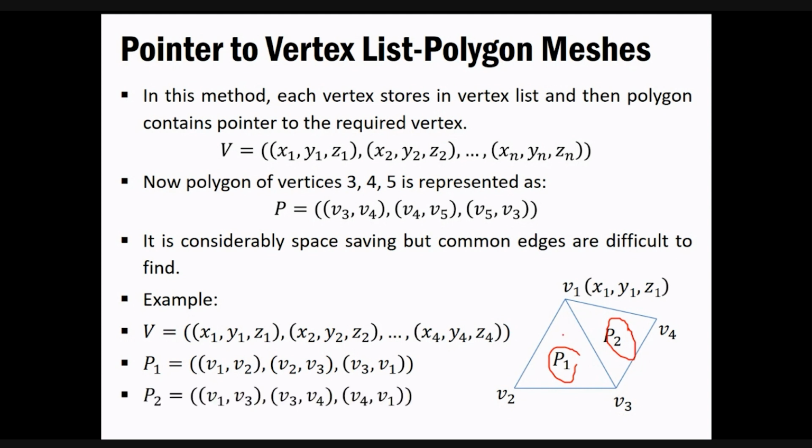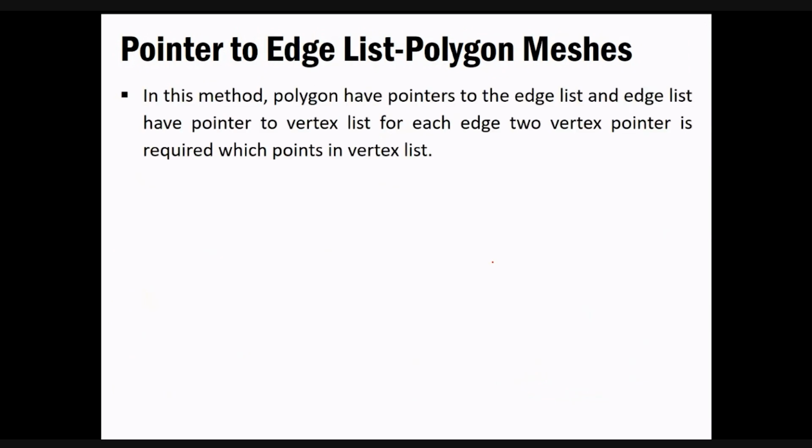For p1, similarly, you can store the same information for polygon p2, and you have to maintain this information as v1, v3, v3, v4, v4, v1. So that is how it is storing this information whenever it processes this particular thing. Similarly, the next thing that we have is pointer to edge list.